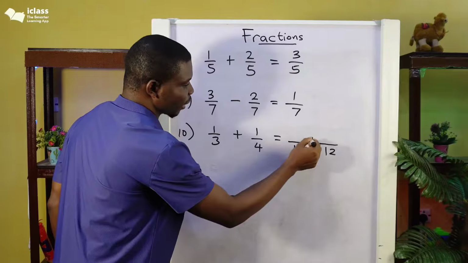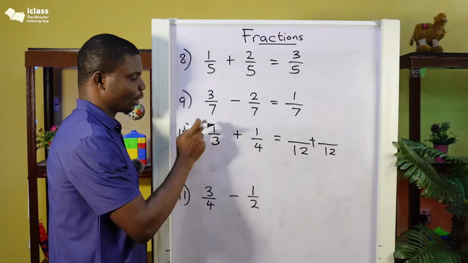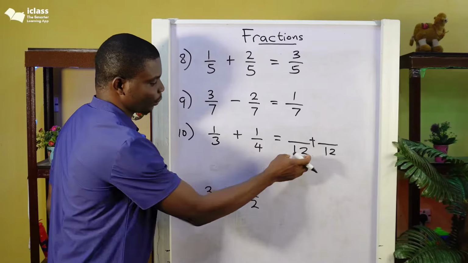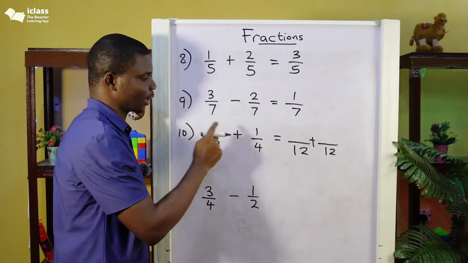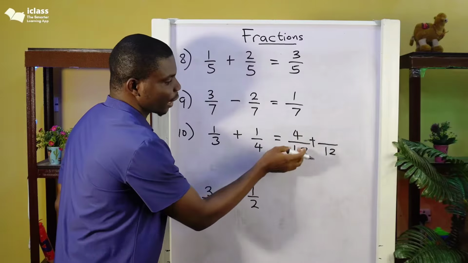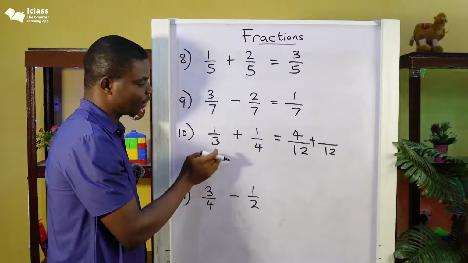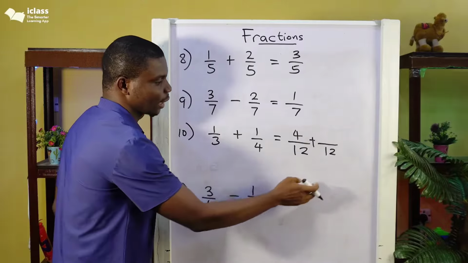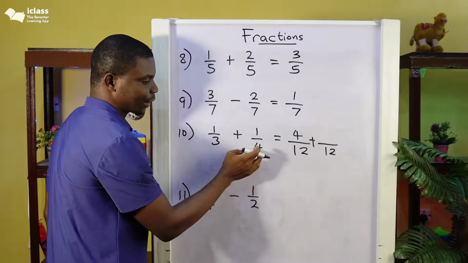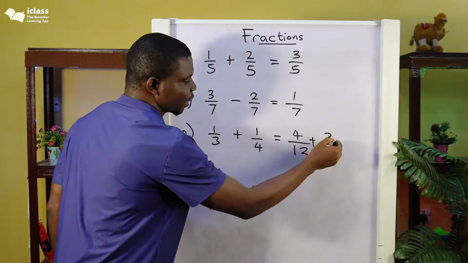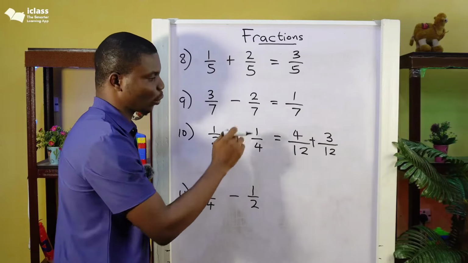Now you are adding, right? Now what will you put at the numerator? You say 12 divided by 3. That will be 4. 4 times 1 is 4. Now this 4 over 12 is the same thing as 1 over 3. Remember equivalent fractions, right? For this one, we say 12 divided by 4 is 3 times 1 is 3. This 3 over 12 is the same thing as 1 over 4.